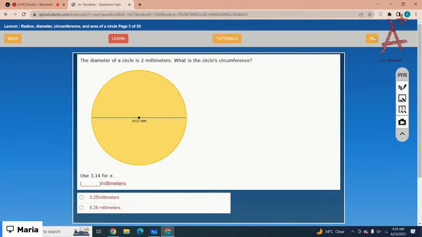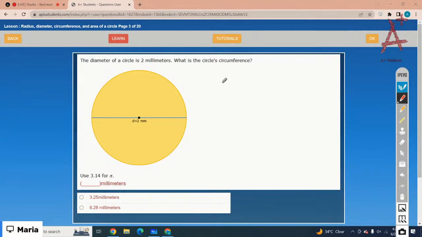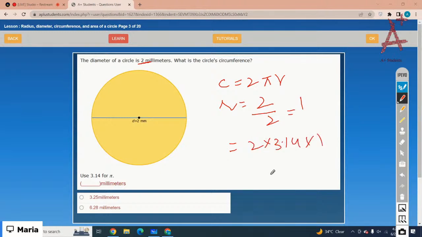Okay, the diameter of the circle is 2 millimeters. What is the circle's circumference? So we have to calculate the circumference. We know that the formula for the circumference is C equals 2 pi r. Diameter you are given 2, radius equals 2 over 2, that would be 1. So it would be 2 times 3.14 times 1, so it would be 6.28. Got it? The correct option is 6.28.